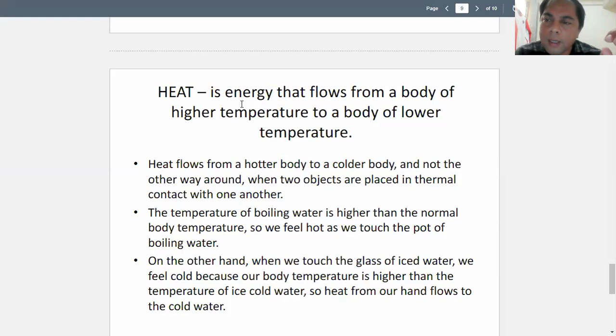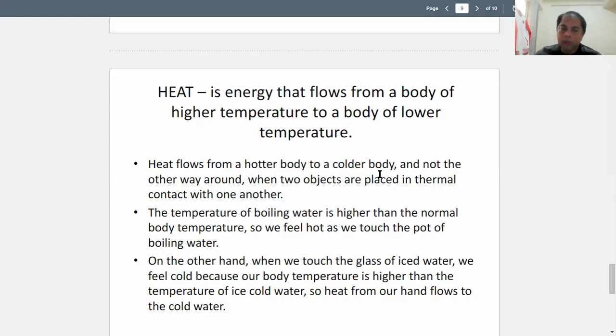Initially, the body has what we call internal energy. So body A and body B have different temperatures, and we call the energy of the body internal energy. But when you put them side by side and they are in contact, you'll notice that the internal energy will go out. We call that energy that goes out from a body of higher temperature to a body of lower temperature heat. So heat flows from a hotter body to a colder body, and not the other way around.